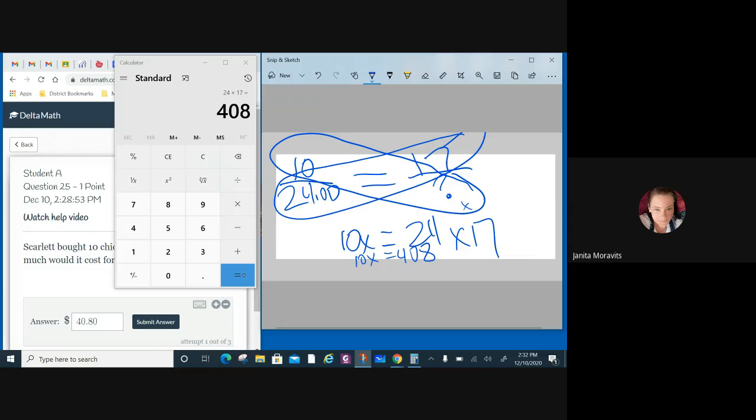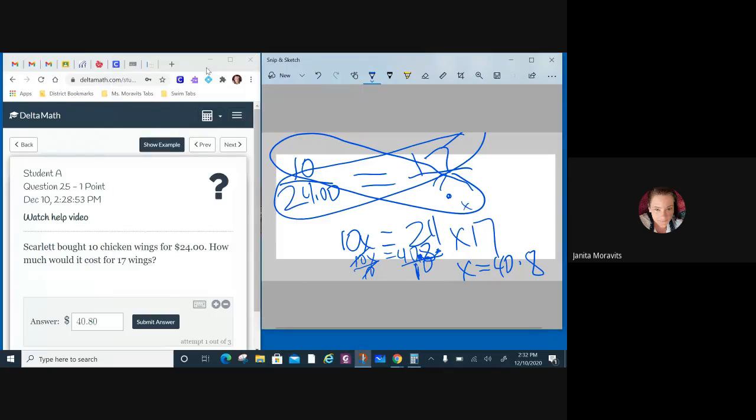And all we have to remember is whenever we're multiplying, to get rid of it, we divide. So we're going to do the opposite. And we're going to do the opposite right here, the same thing. Our 10s go away. We're left with x. And then we're left with 408 divided by 10. Now, a very easy way to divide by 10 is to take that decimal and move it one place over. So we have x equals 40.8, which is, if we look over here, the same thing we came up with when we found the cost of 1 and then multiplied again.